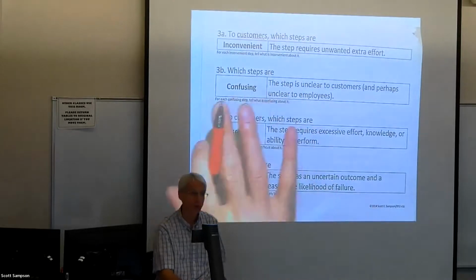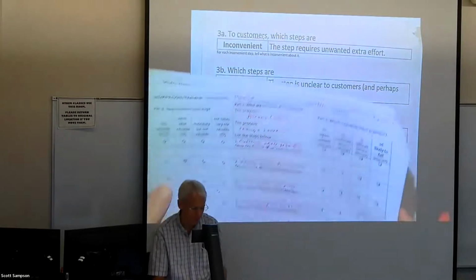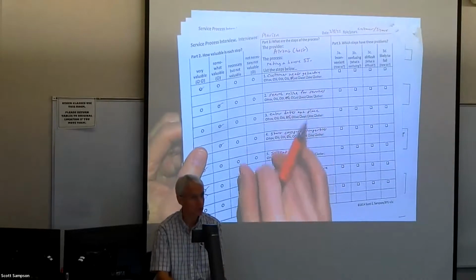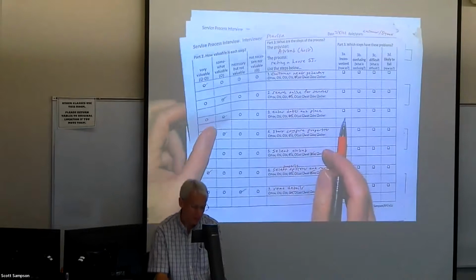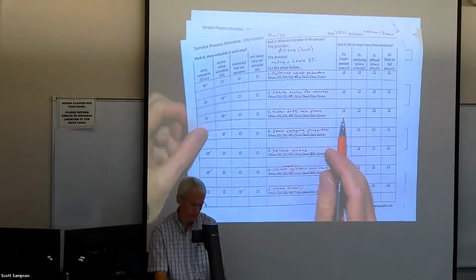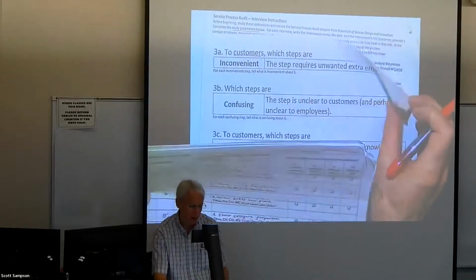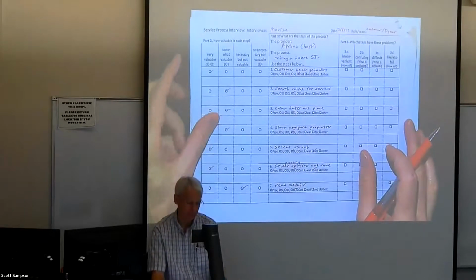So for these, we only go through them one at a time. Let's start with inconvenient. Feel free to describe the steps or show this sheet to your interviewee. So are there any steps that you think are inconvenient, that require unwanted effort?